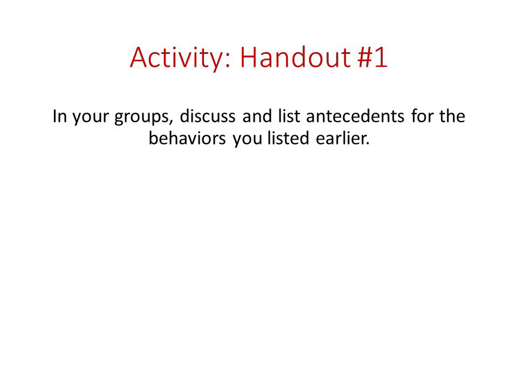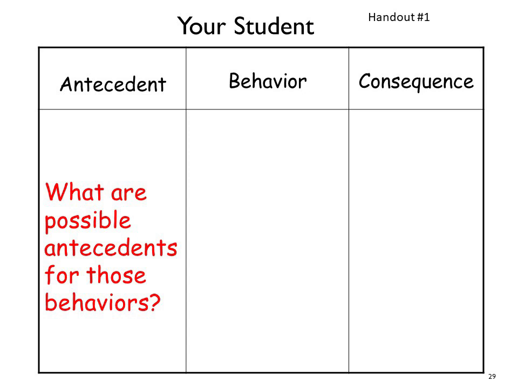Take a look again at your ABC chart handout. In your groups, discuss and list the antecedents for the behaviors you listed earlier. Pause the video for completion.